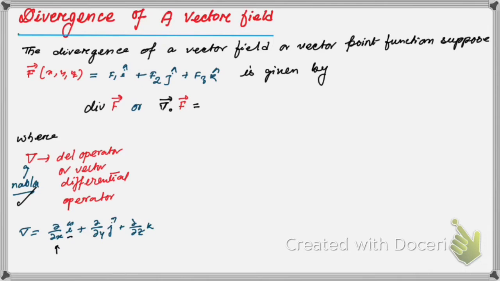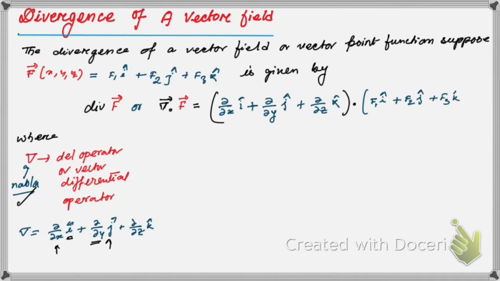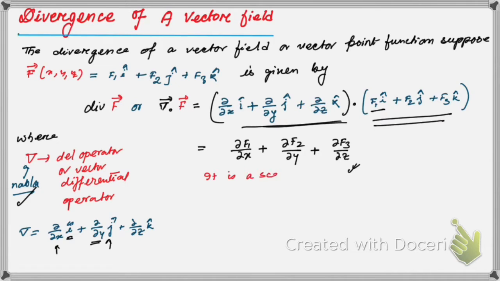Now you see, this divergence of a vector is the dot product of del and that vector, right? So you can write that way. This is the del operator, dot, this is the f, right? So if you find the dot product, then you're going to get this: partial derivative of f1 with respect to x, plus partial derivative of f2 with respect to y, plus partial derivative of f3 with respect to z, right? So you can see it is a scalar quantity.